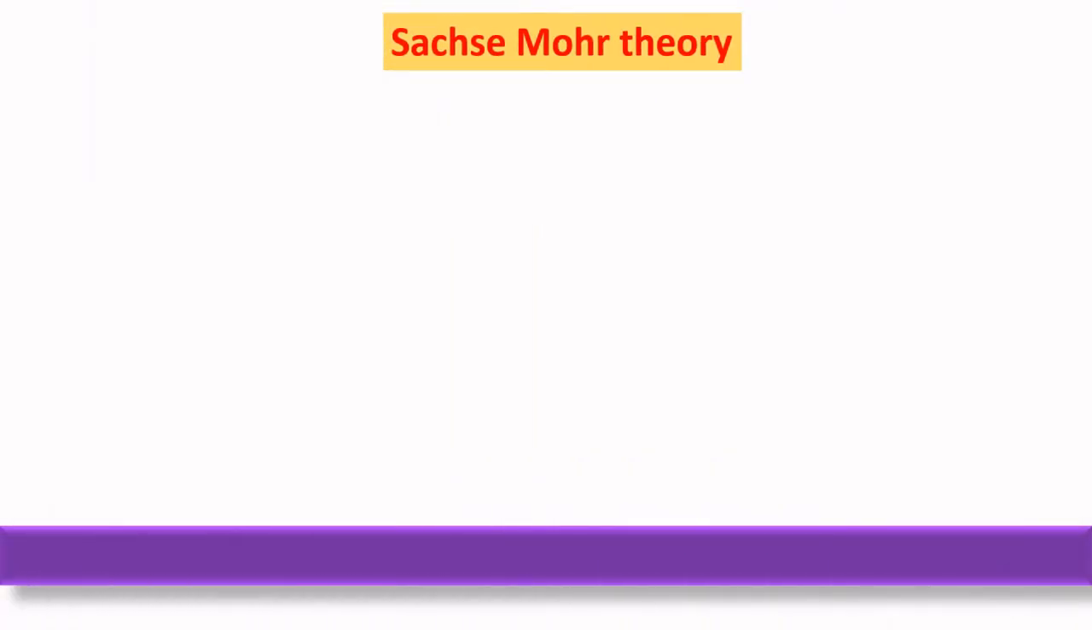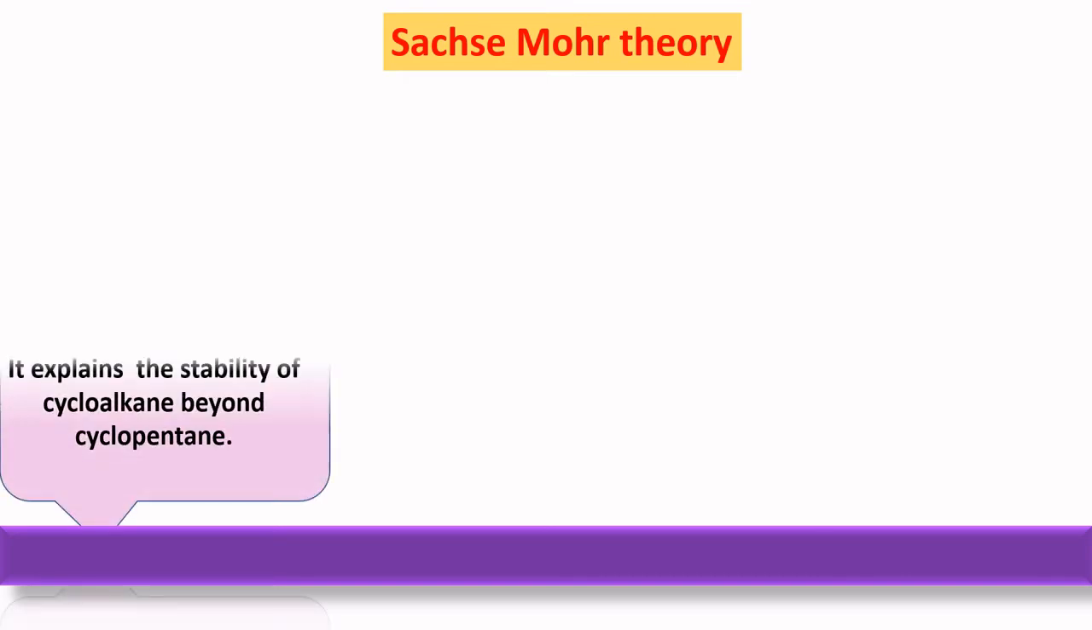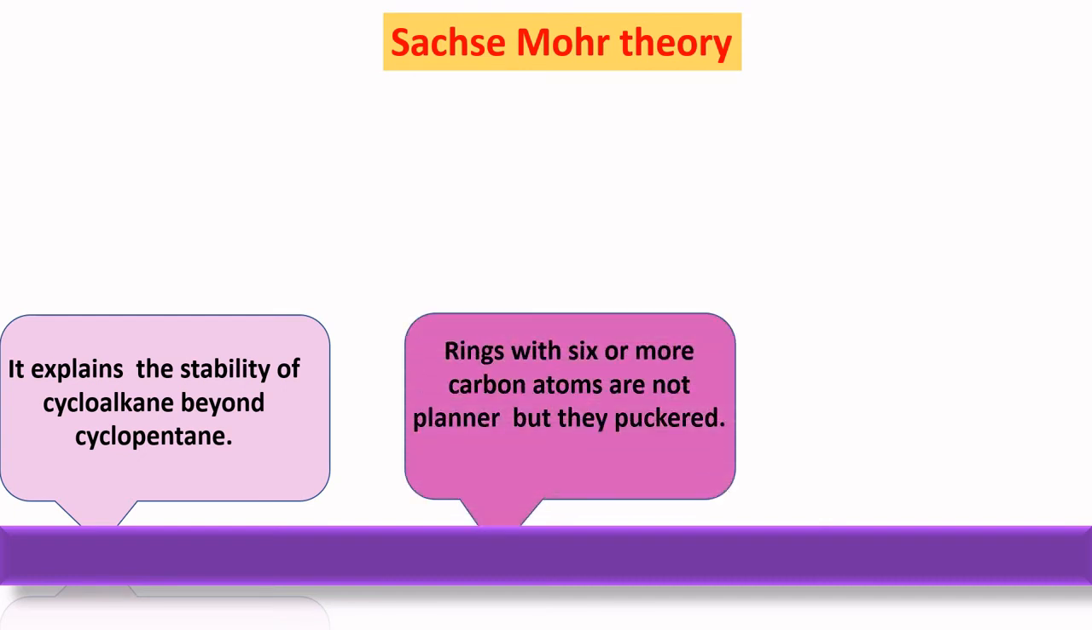So now we'll see Sachse-Mohr theory. What does this theory explain? It explains the stability of cycloalkanes beyond cyclopentane, right? The next point: rings with 6 or more carbon atoms are not planar but puckered. Puckered means they will go to some different kind of structure.